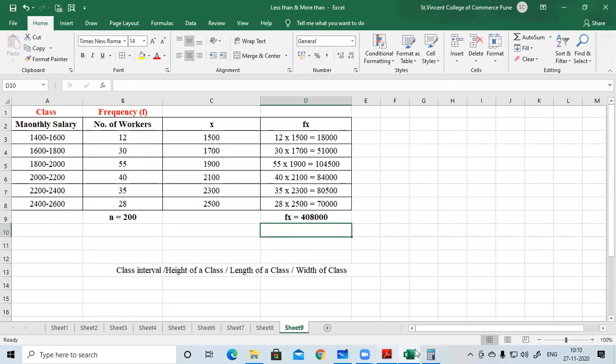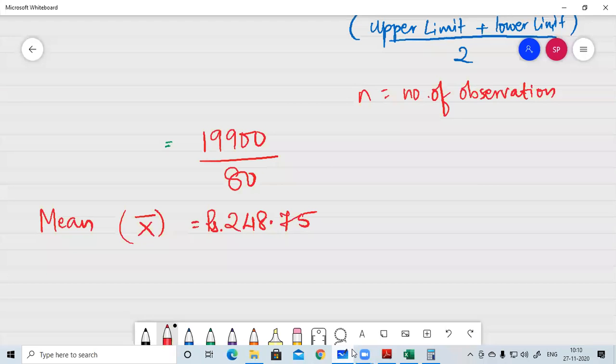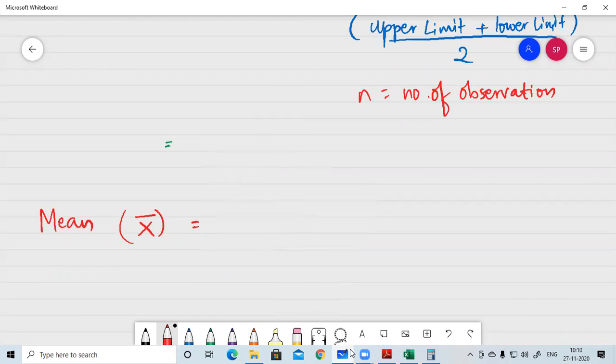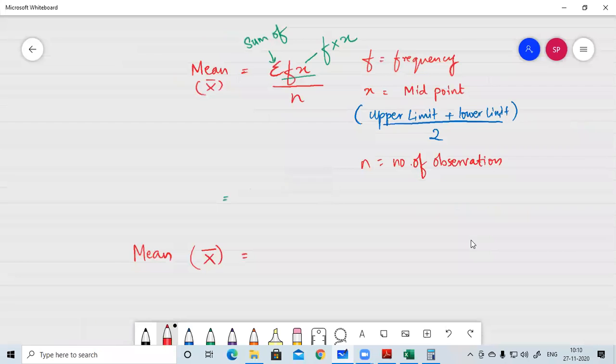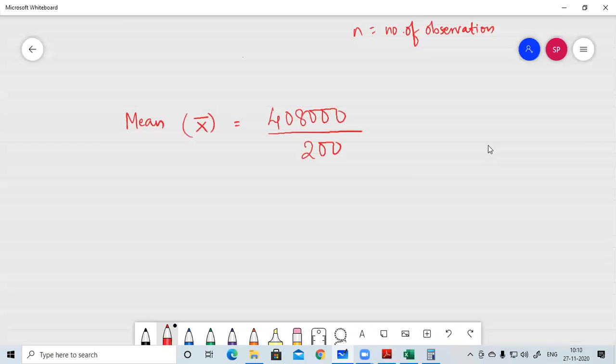Yes, sir. Now, let's go to the sum and solve again. We have the formula with us. So now your mean will be sigma fx upon n. So our total comes to 4,08,000 divided by your n, which was 200. So your mean value is rupees 2040.